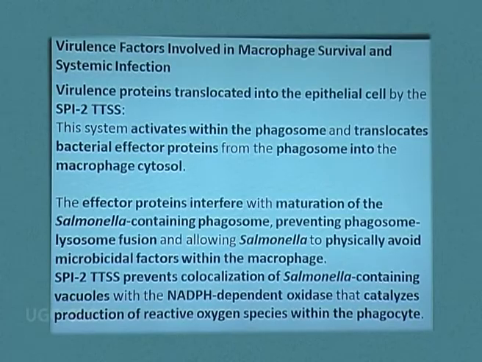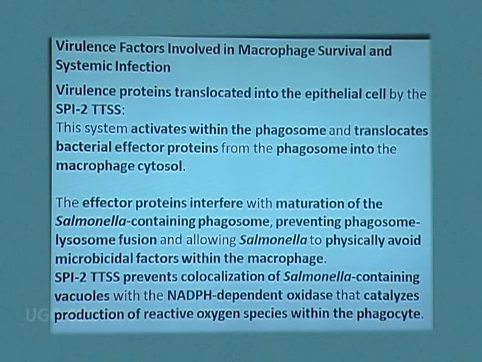Then, of course, there are virulence proteins or effector molecules synthesized within the bacteria and translocated into the cell by the SPI2 type 3 secretion system. So, this system also gets activated only when the bacteria is within the phagosome, and then it causes its delivery function in the macrophage cytosol.